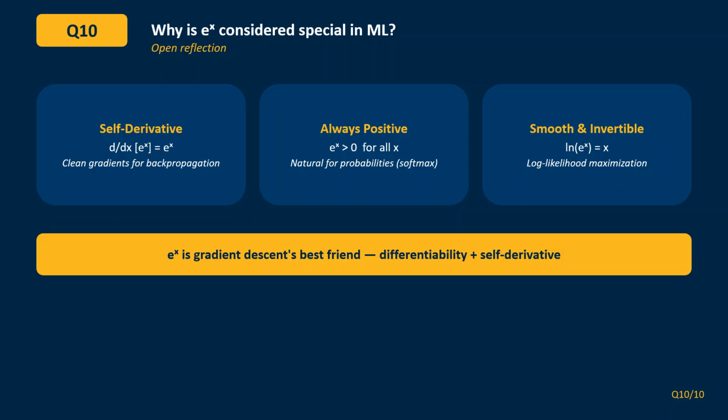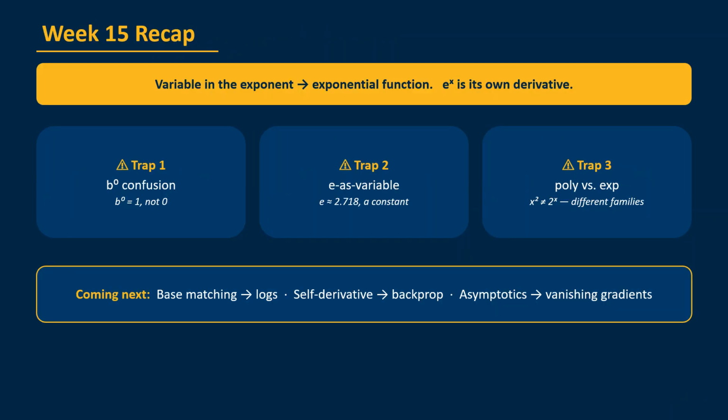In summary, the ubiquity of e to the x in machine learning is not a historical accident, but a mathematical inevitability. Differentiability combined with self-derivative behavior makes e to the x the optimal base for any framework that relies on gradient-based optimization. Let us recapitulate the essential content of Week 15.